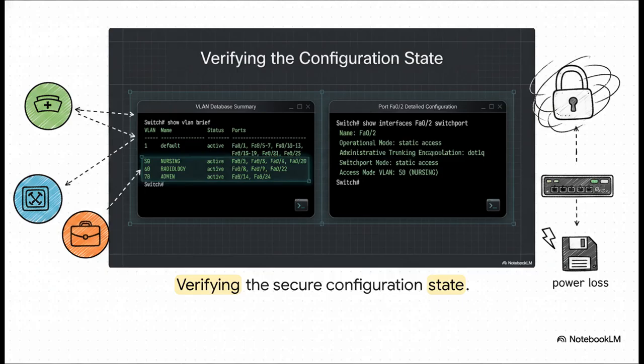To ensure our environment stays completely secure, we always need to verify our configuration. Dropping back to the CLI, we can run the command show vlan brief. This is an incredible command that gives us a clear summary showing our active nursing, radiology, and admin VLANs, alongside all their properly assigned ports. We can also run show interfaces switchport on a specific port just to confirm it's in static access mode for the correct VLAN. Oh, and never forget the golden rule here. Once everything is verified, type write memory so your configuration survives a power loss and writes to the startup config.